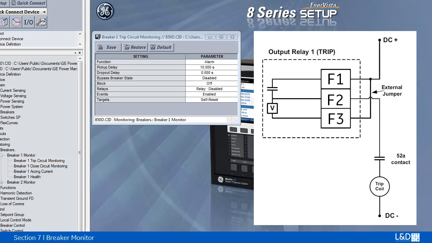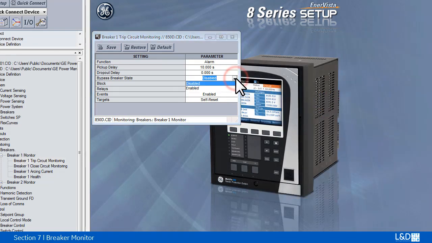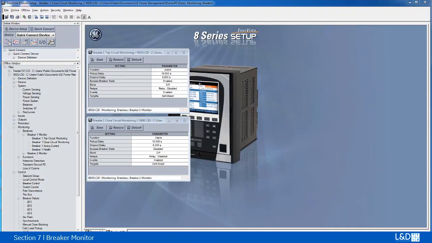Some applications require monitoring of the trip coil continuously, regardless of the breaker position. This can be achieved by connecting a resistor across the breaker auxiliary contact 52A in the trip circuit. With such a connection, the trickle current is maintained by the resistor. Meanwhile, the bypass breaker state setting should be set to enabled.